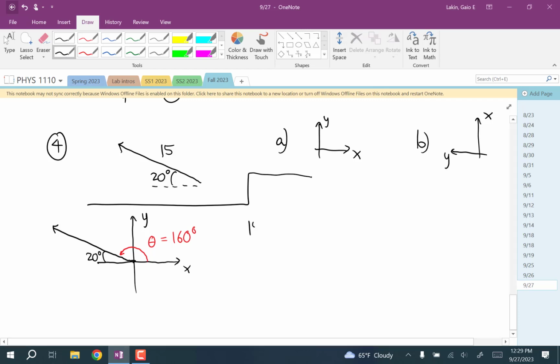And so the components are 15 times the cosine of 160, 15 times the sine of 160. And you get negative 14.10, 5.13.